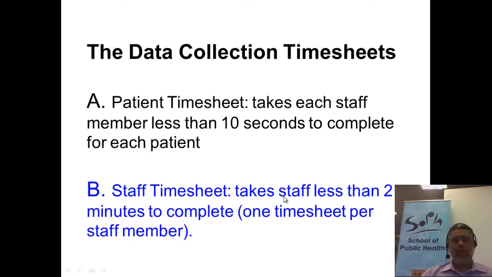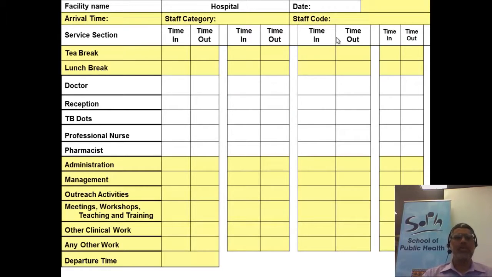So a staff timesheet follows a similar pattern. All you do is track the staff member throughout the day, which means that the staff member would have to fill in the timesheet throughout the day. And there would of course be one timesheet per staff member. So here's an example of a staff timesheet. There's the facility name, type of facility, the date, then the staff code. The staff member will fill in the code they're going to use throughout the day, and this is the same code that they will use whenever they see a patient. They fill in their arrival time, when they arrived, and what category of staff they are, i.e. nurse, doctor, clerk, pharmacist, radiographer, etc.